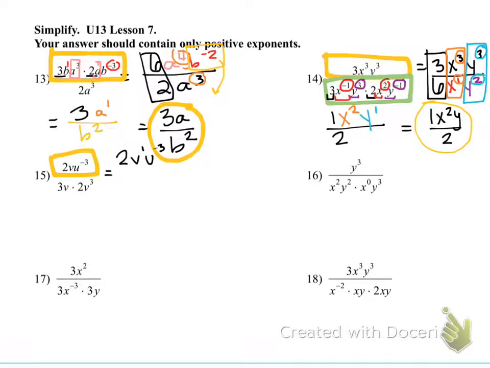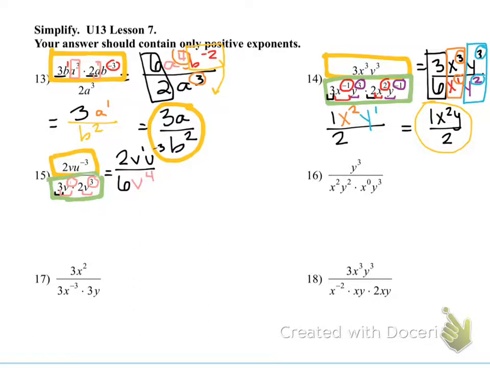But if you take a look at the bottom of this expression here, we can simplify. So let's start with 3 times 2. That gives me 6. And then let's take a look at those v's. For my v's, I've got v to the first power and then v to the third power. So 1 plus 3 gets me v to the fourth power.